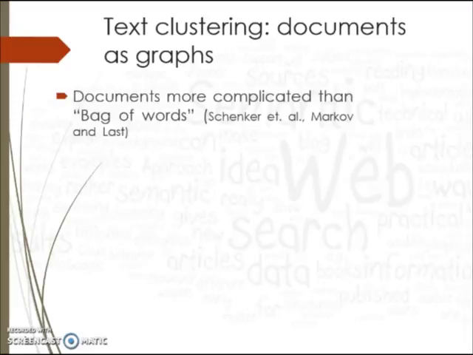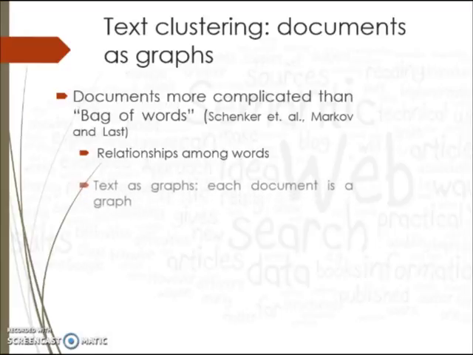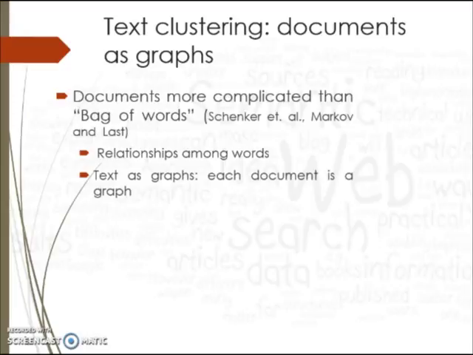Now, typically, documents are more complicated than this bag of words or vector space representation. I can indicate the articles by Schenker et al. and Markov and Last, very interesting starting points for this. Because there are relationships among words, and these relationships allow us to think of text as graphs. Each document is thought of as a graph where these relationships are apparent.